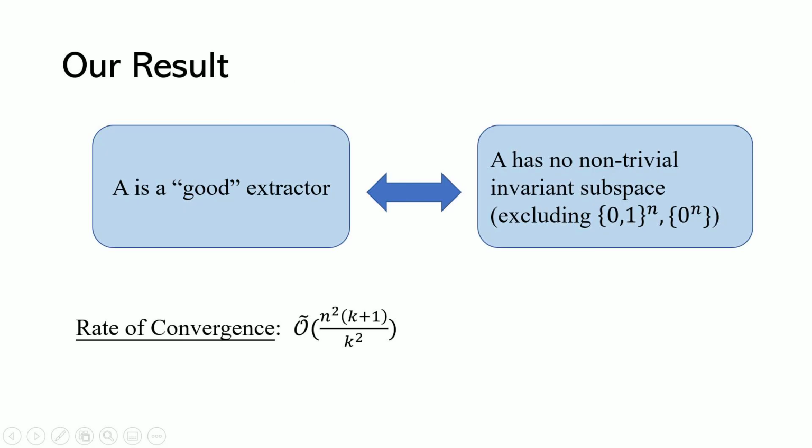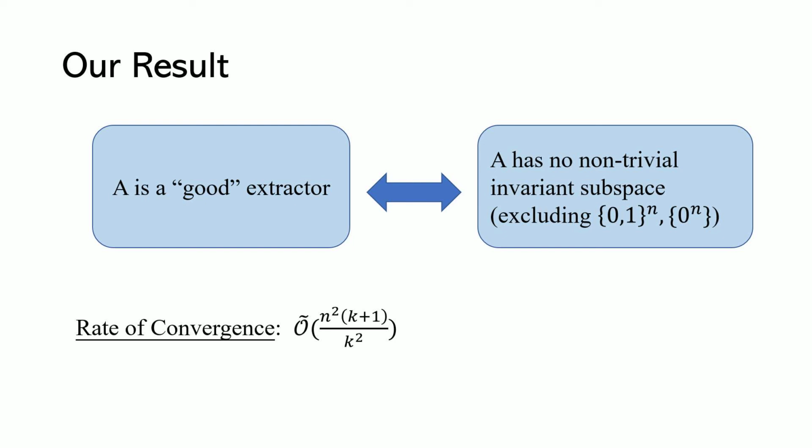We have shown invariant subspace is an obstruction that prevents A from extracting. We also proved it's actually the only obstruction. In other words, we proved that A is a good extractor, that is, S can converge to uniform for any input distribution with non-zero entropy, if and only if A has no non-trivial invariant subspace.